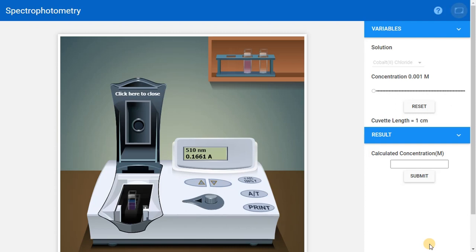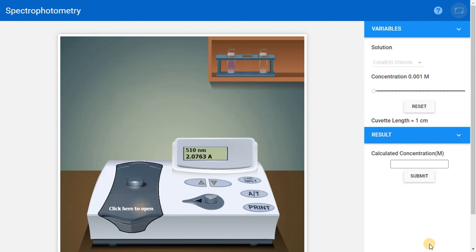Now let's open this. One click, and then let's go to the unknown concentration. Close. Okay, the maximum is at 510 nanometers and it tells us that it's 2.0763 A. You can check that one. You can go down. Okay, that is the point where if you click down, if you click up, it will go down. So that means at 510 nanometers, that's the maximum wavelength. So just copy 2.0763 A.